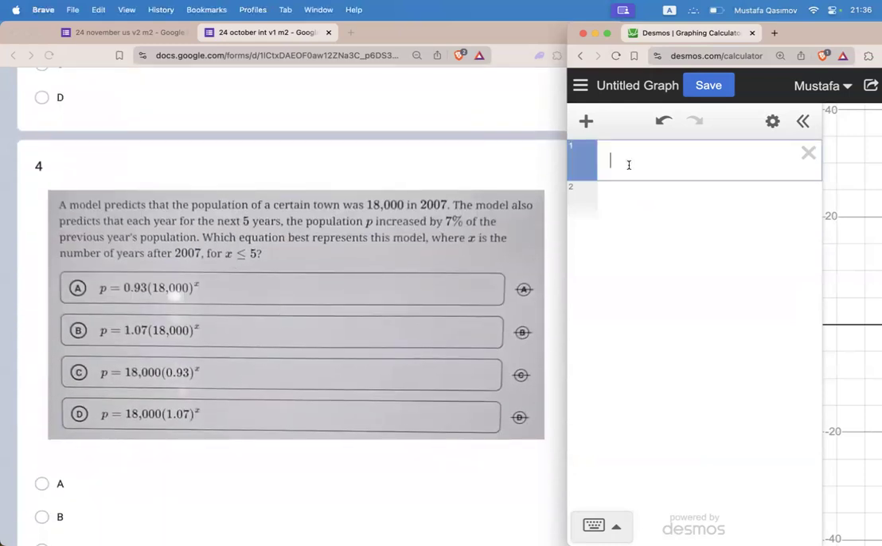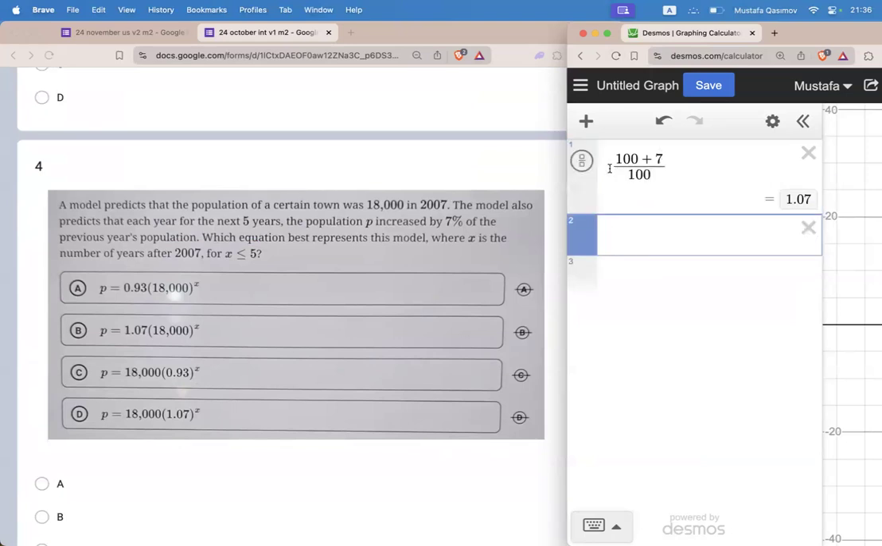Increase it by 7% means that you have to do it like this: 100 plus 7 over 100, it is 1.07. So the answer will be D. And that one is always equal to B. It is the value of B, not A. A is the initial value.